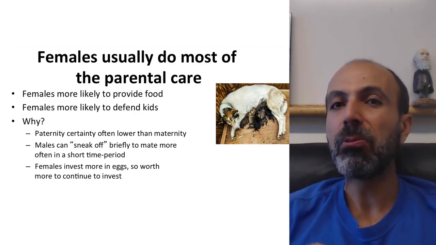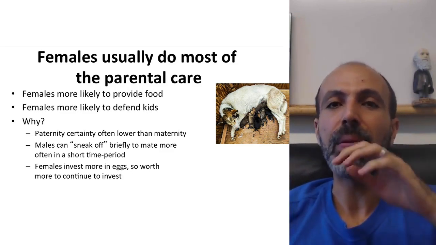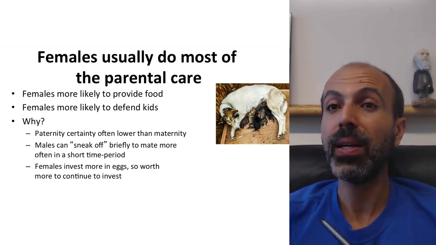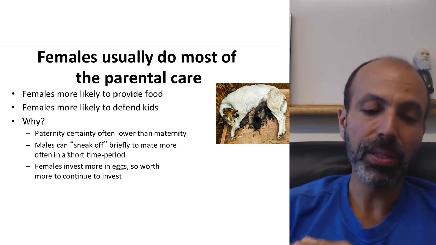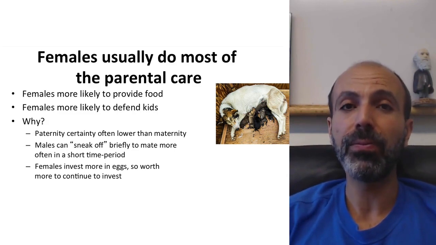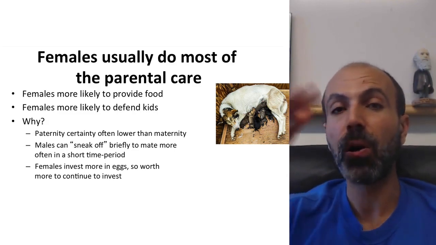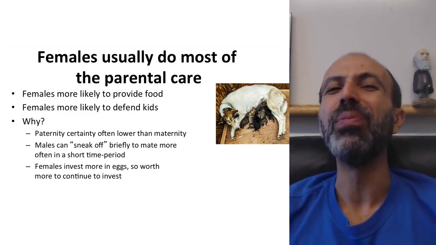For the dad, though, there's often some bit of doubt that maybe they're spending a lot of energy caring for kids that maybe aren't theirs, because there's not this direct association with their role. Males can also sneak off very briefly to mate a lot in a very short period of time. They could sneak off for one evening and have multiple matings that all result in offspring. Don't think of this in the human sense. It's very disturbing if you think of this in the human sense.